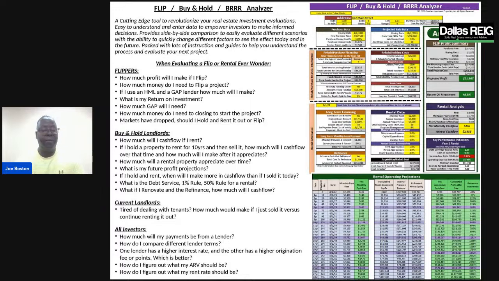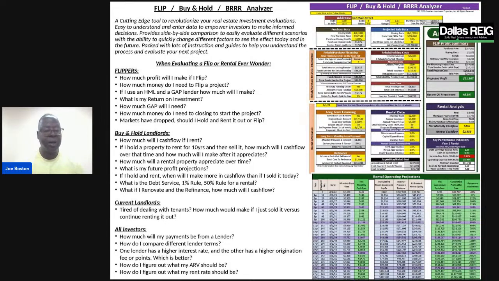What if I renovate and refinance? How much will I cash flow? So we're going to talk about that as well. And it actually covers and looks at those different types of scenarios. So current landlords that are tired of renting and maybe want to transition into a different process like an owner finance, what does that look like? So if you're tired of dealing with tenants, how much would you make if you sold it versus continuing to rent it out? So we can just look at selling it as a possibility instead of just renting it now.